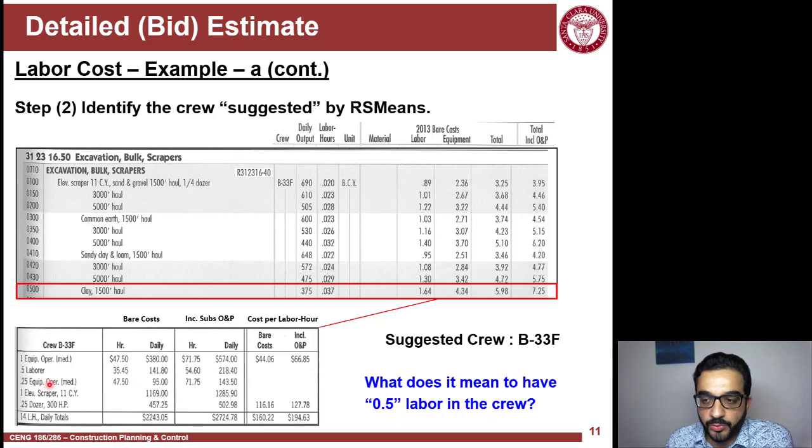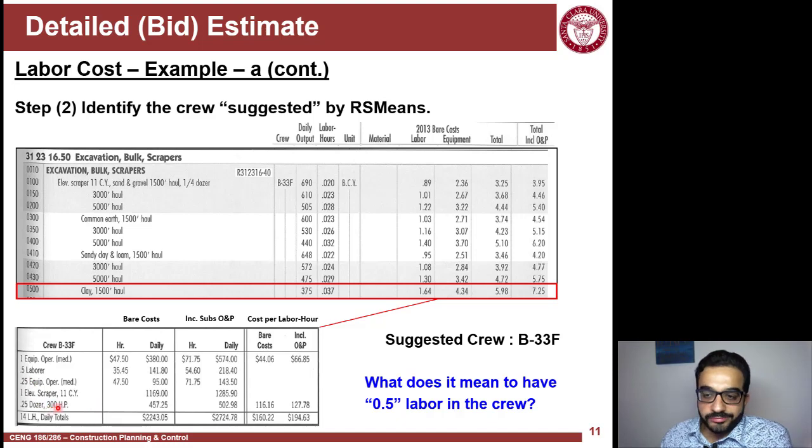Same thing for the equipment operator. So this $95 daily cost of this labor in the crew is equal to 47.5 times 8 hours a day times 0.25, because this equipment operator is only working a quarter of the time, or effectively contributing to a quarter of the time of the production of this crew.